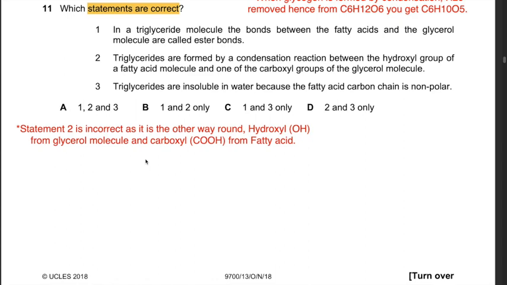Statement 2 is incorrect, as it is the other way round. Hydroxyl group is from the glycerol molecule and carboxyl group is from the fatty acid, as hydroxyl means OH and glycerol is an alcohol. Therefore, hydroxyl is from glycerol and carboxyl, which is COOH, is from the fatty acid. Hence, statement 2 is incorrect, and that leaves us with the answer being C, 1 and 3 only.